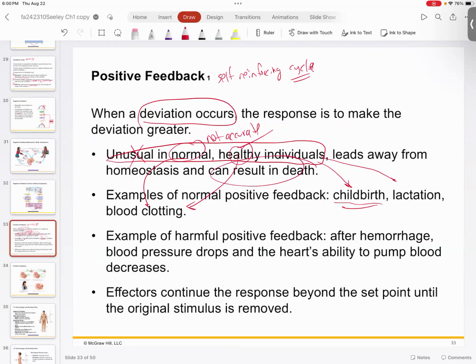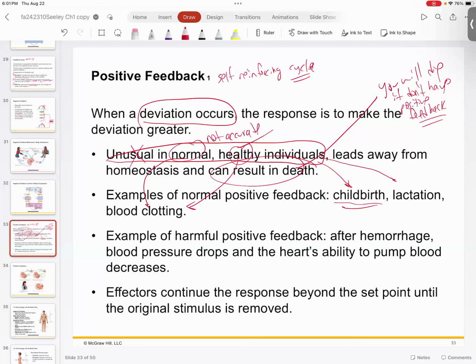What will cause death is if you don't have them. So that first bullet is really not accurate, because your blood clotting is a life and death situation. And if you don't have positive feedback for your blood clotting, you will bleed to death and you will die. And you would probably have bled to death long before you made it to this class, if you didn't have blood clotting.